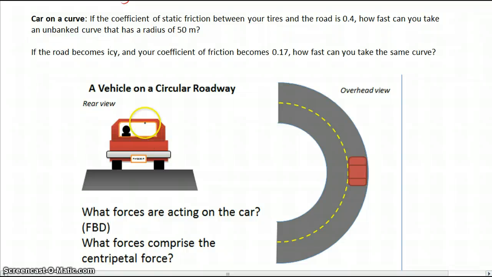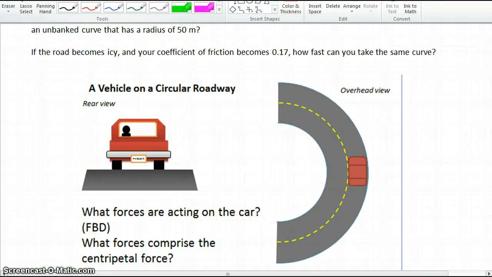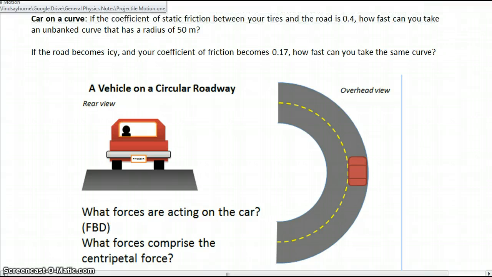So here is your car, and it says that the coefficient of static friction between your tires and the road is 0.4. How fast can you take an unbanked curve that has a radius of 50 meters? That's the first thing we want to look at. Okay. So if that is the case, let's think about what forces are acting on the car here. What's the centripetal force? What's going on?